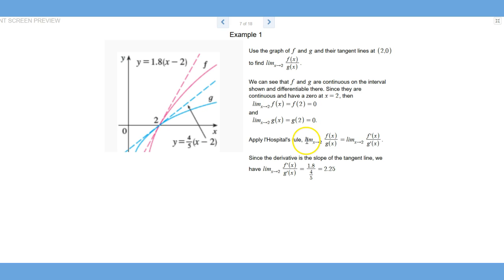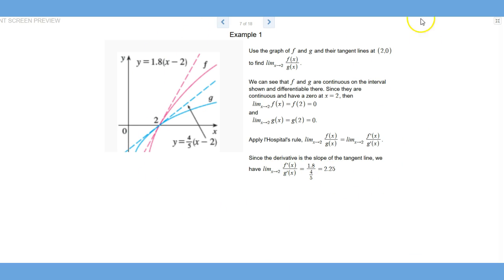So to find the limit as x approaches 2 of this quotient, I can find the limit as x approaches 2 of the quotient of the derivatives. So what's f prime and what's g prime? Well, remember, that's the slope of the tangent line, and we're given the tangent lines here. So the slope of the tangent for f is 1.8, and the slope of the tangent for g is 4/5. So then we have that this limit is 2.25.